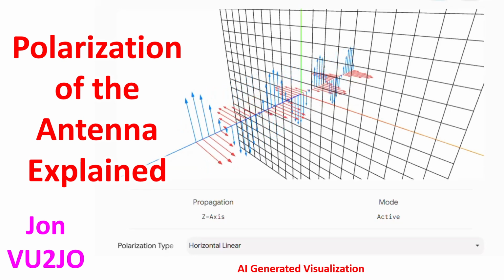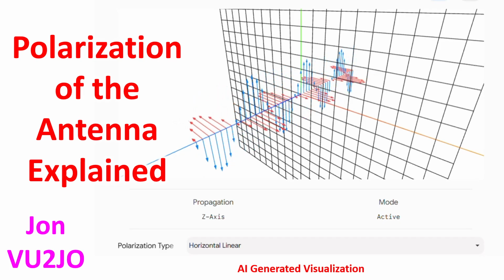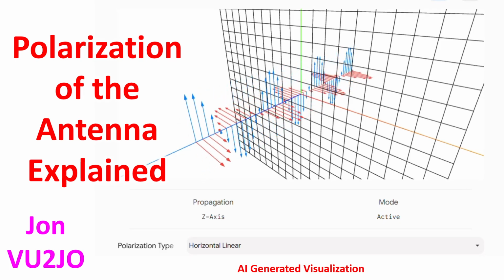At its core, antenna polarization refers to the physical orientation of the radio wave's electrical field as it travels through space. When an alternating current is applied to an antenna, it generates an electromagnetic wave consisting of two components, an electric field, E field, and a magnetic field, H field. These two fields always travel perpendicular to each other and perpendicular to the direction of propagation. The orientation of the E field dictates the antenna's polarization.